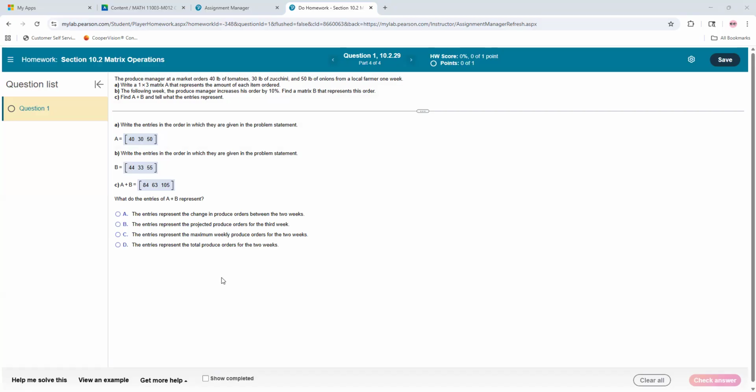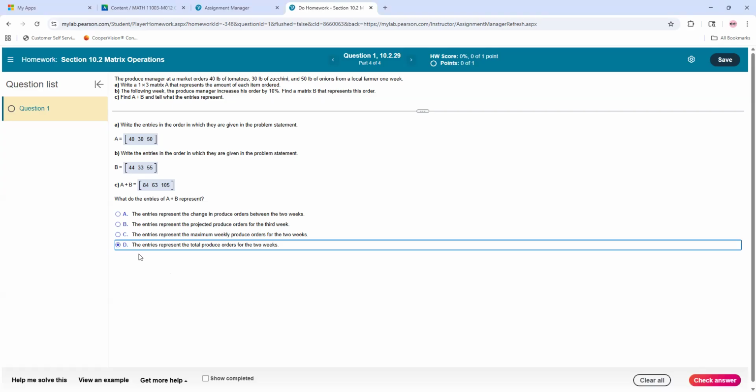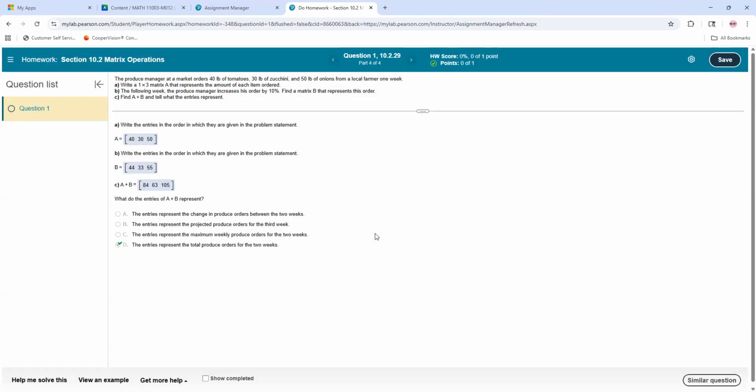So it can't be A because it ain't to change. That last matrix didn't represent the change between them. Can't be B, right? We didn't even talk about the third week. So what are y'all saying? D, let's see, D represents the total produce orders for the 2 weeks. Yeah, that's exactly what we said. We had a first week's order, second week's order. When we added them, we had the total for 2 weeks, okay? All right, y'all, so then you check that answer and you be done.